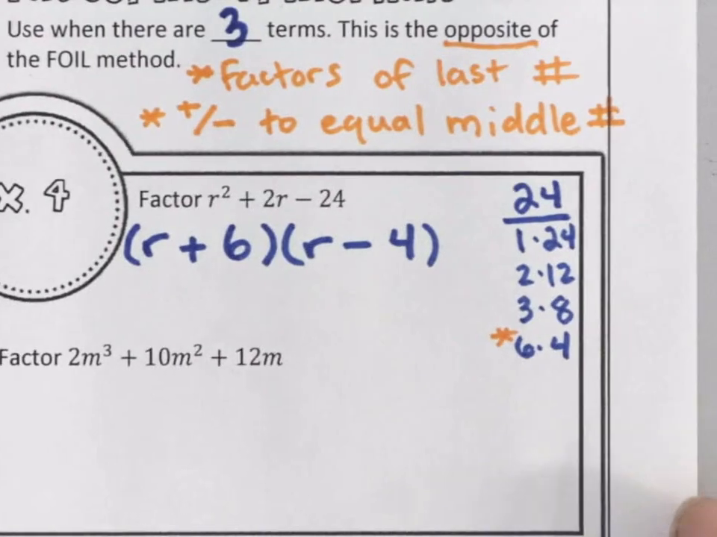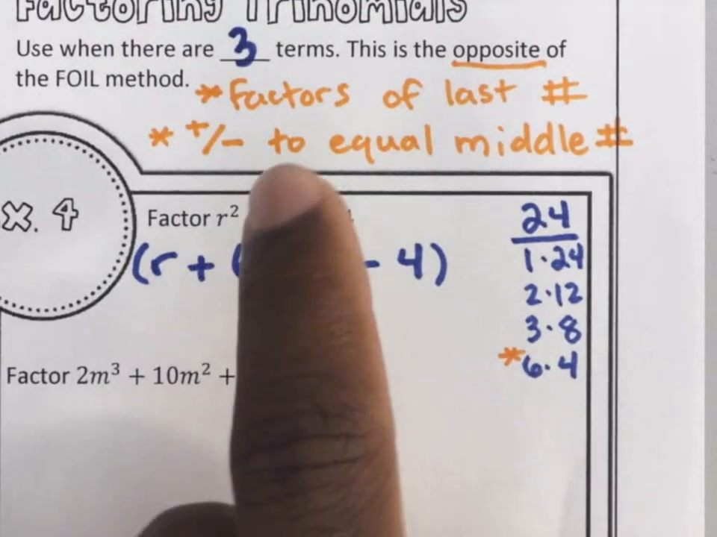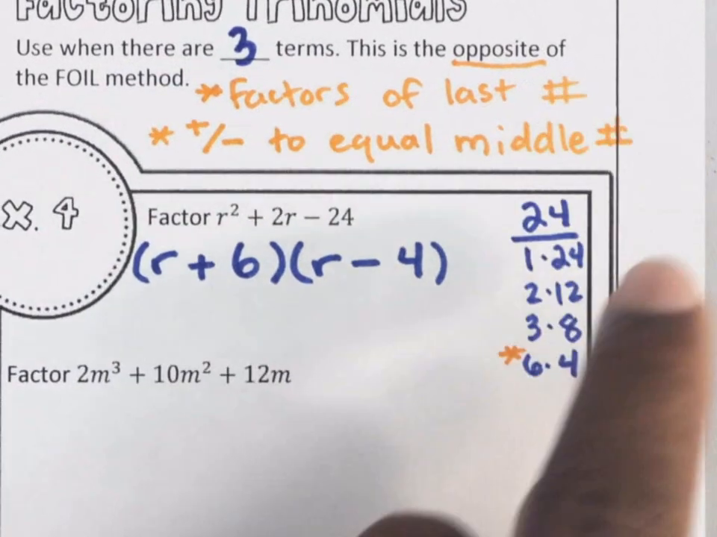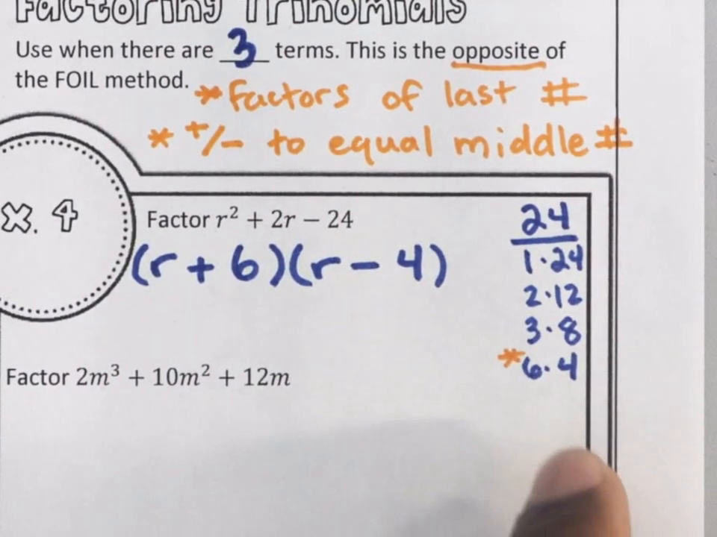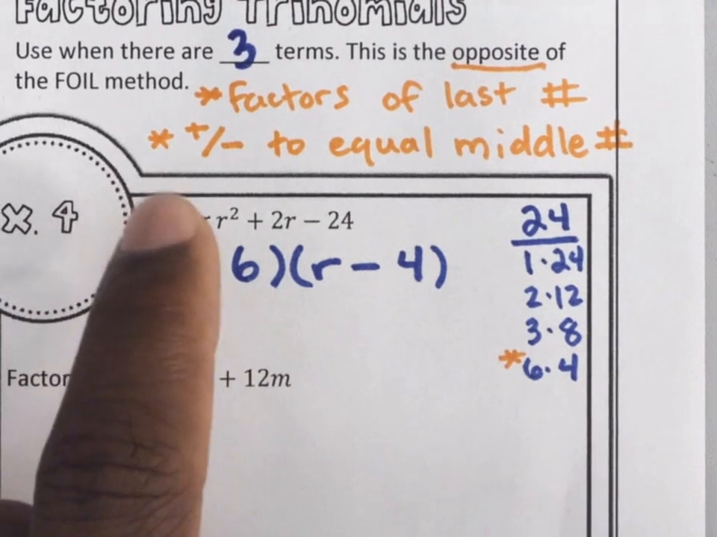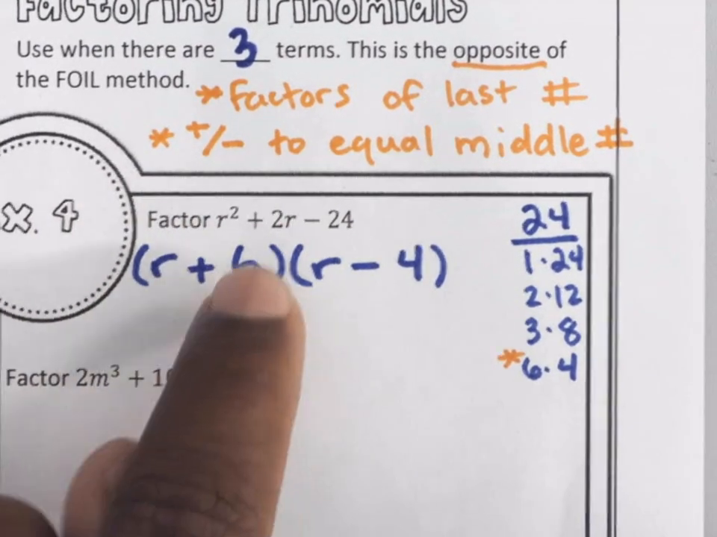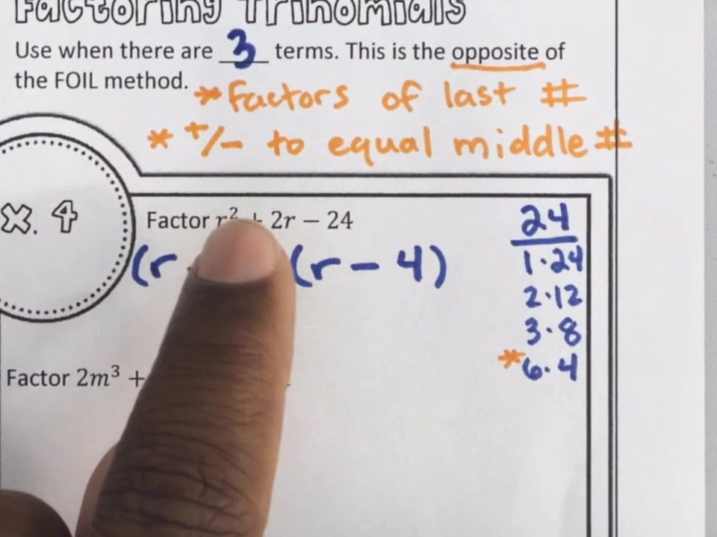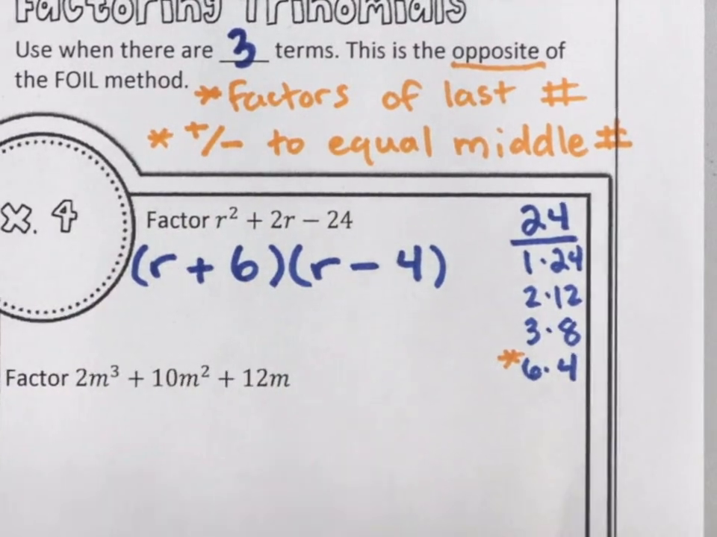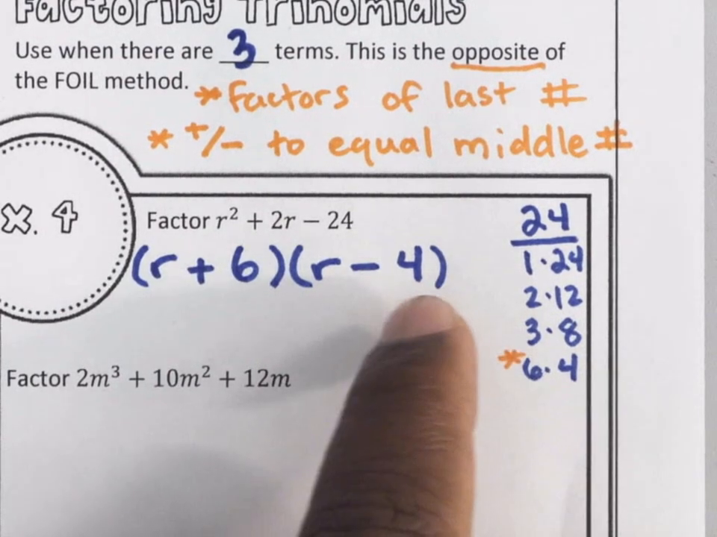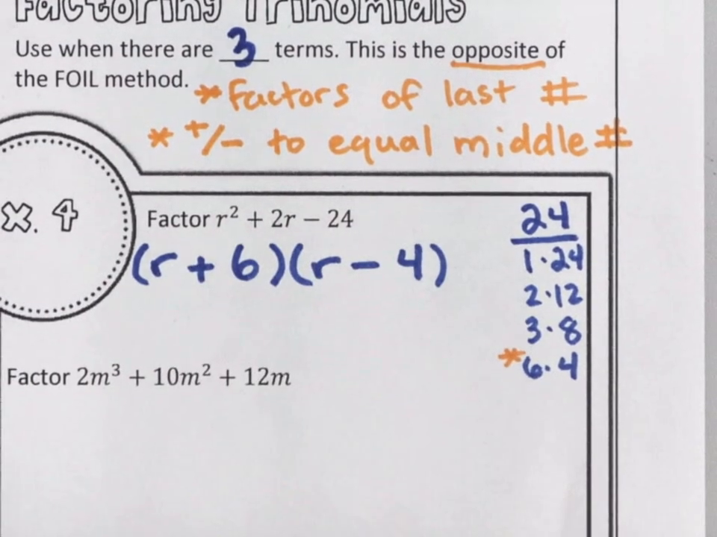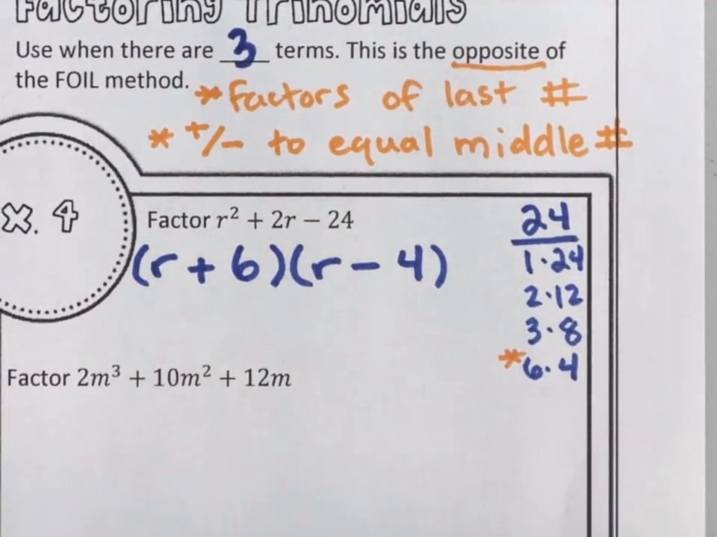And you can write more words if you need to. But we found factors of the last number, 24. We made a little list. And then we chose the pair that you can add or subtract to equal the middle number. In this case, we needed the pair that we could add or subtract to equal 2. And we saw if we did 6 minus 4, that came to equal 2. 6 times 4 gave me 24.